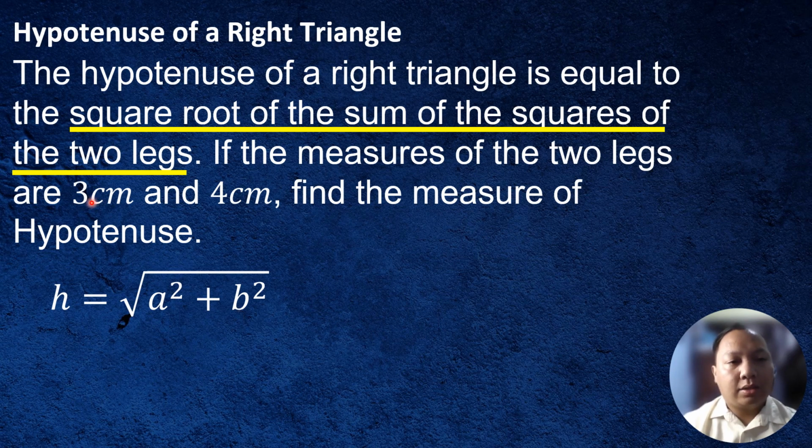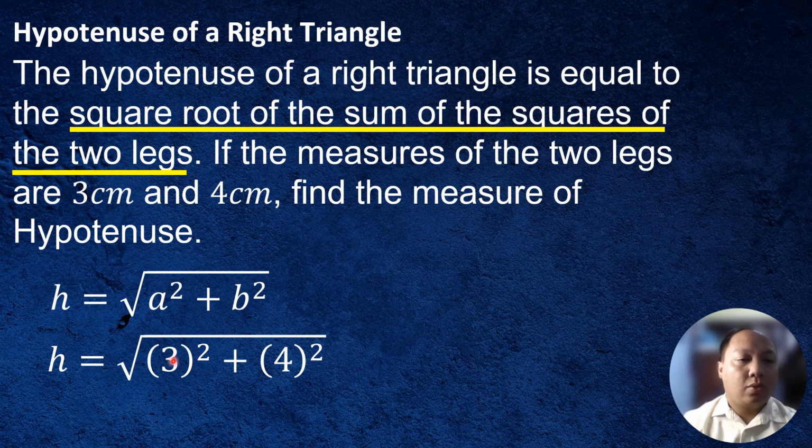It doesn't matter kung A is 3, B is 4, or A is 4 o B is 3. So let's say na yung A ay yung 3 at yung B is 4. Again, pwede silang magkabaliktad though. So we have A squared magiging 3 squared, yung B squared magiging 4 squared. So H is equal to square root of A squared, which is 3 squared, plus B squared which is 4 squared.